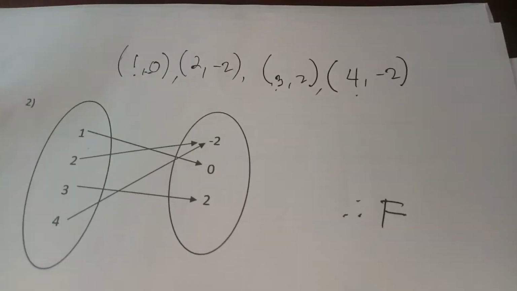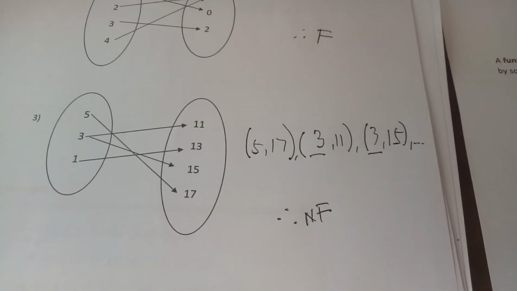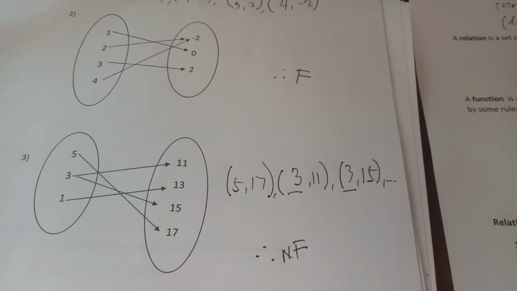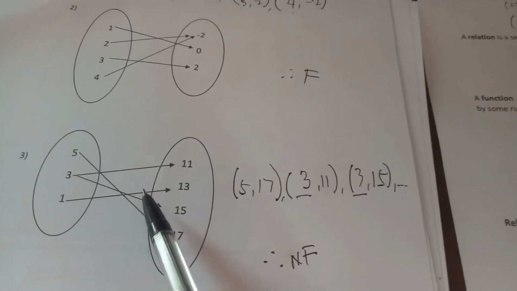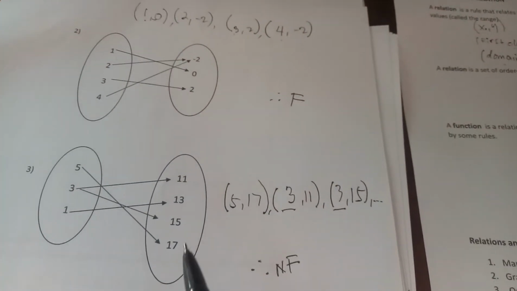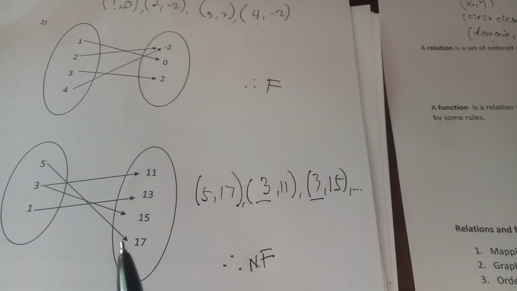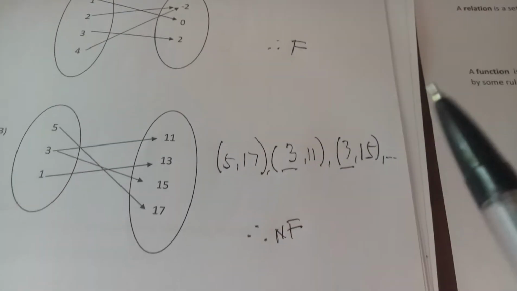Only 1 and 2 represent function. But 3 represents relations only. 1 and 2, relation na, function pa. But number 3, relation lang siya. Okay? So, remember again that some relation can be function. Not all relation can be function. But all function can be relation.